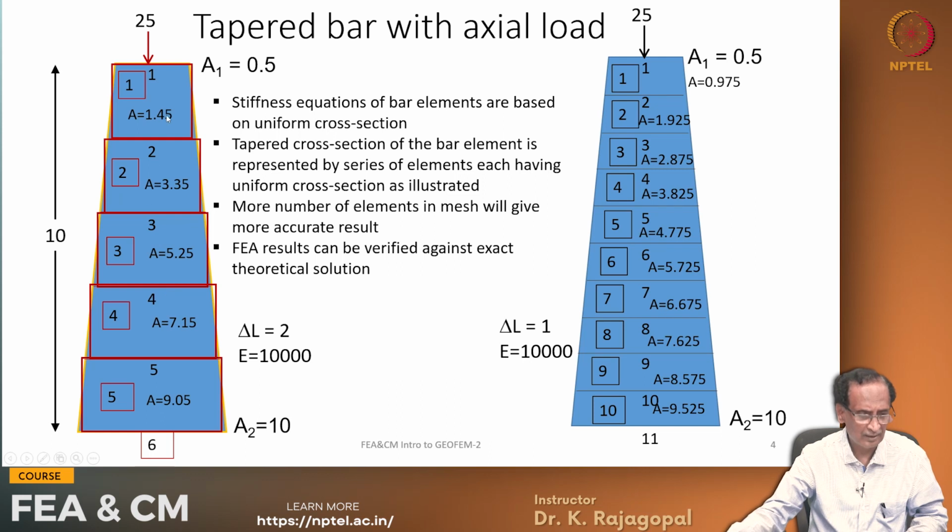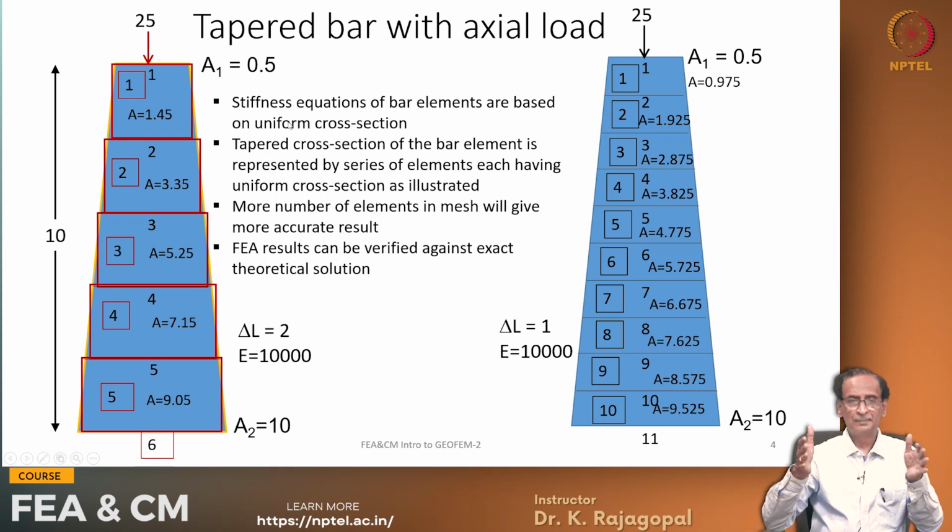On the left hand side you see another mesh, but with a smaller number of elements. This mesh has 10 elements and 11 nodes, whereas this mesh has 5 elements and 6 nodes. Here you see the jump between the two elements is larger compared to here.